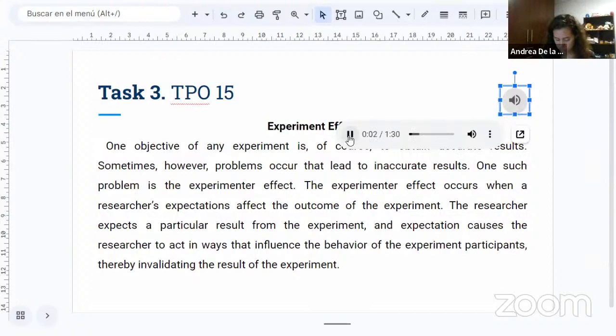Now listen to part of a lecture on this topic in a psychology class. For example, I recently read about a case in which a researcher was given two groups of monkeys, and he was asked to train these monkeys to pick up a ball and put it in a box. And he was told to record how many hours it took to train each monkey to learn to do this. Now, before he started the training, the researcher was told that one group of monkeys was highly intelligent and that the other group was less intelligent.